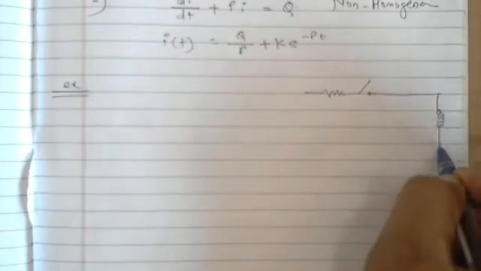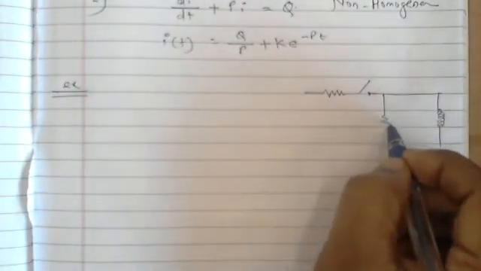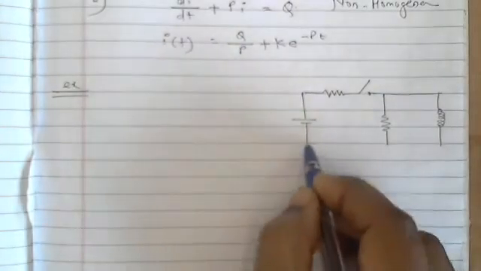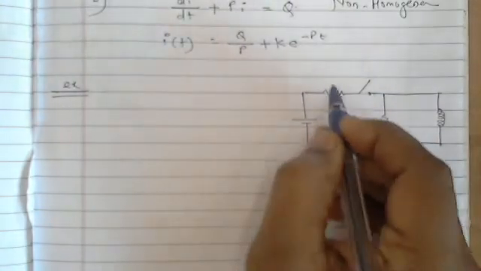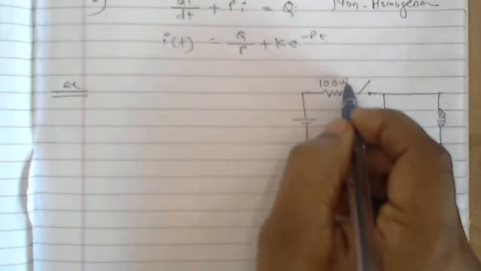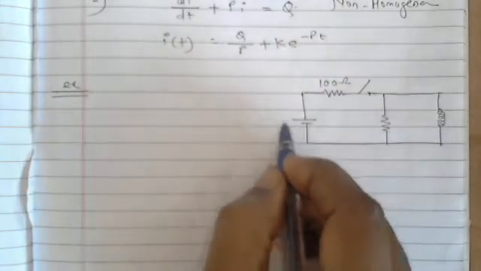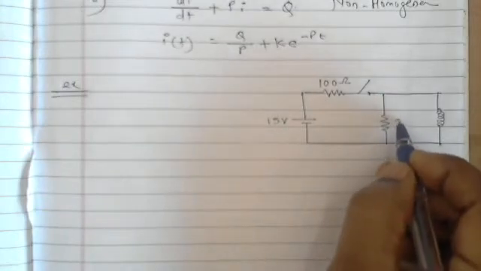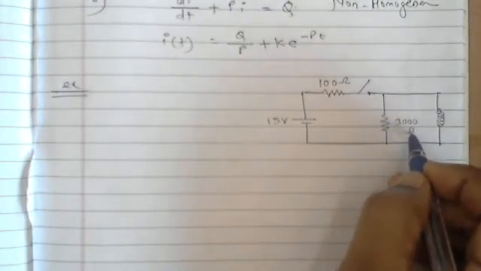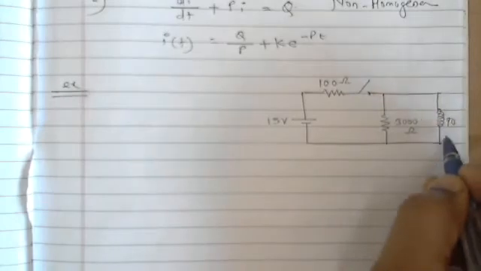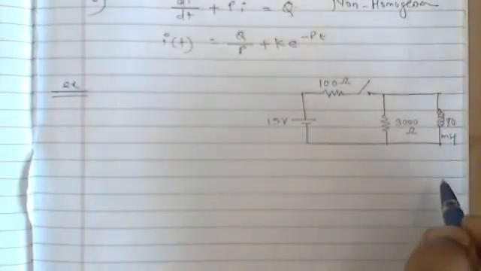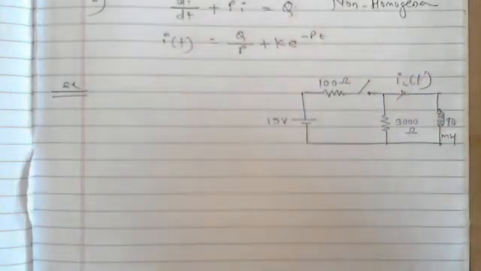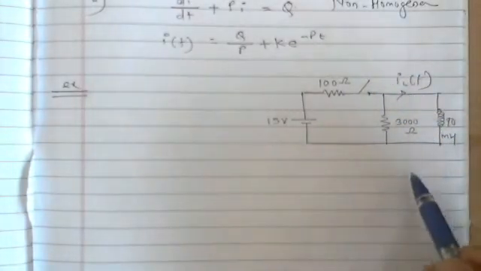This is the circuit given. This is of 100 ohm, this is of 15 volt, this resistance is of 3000 ohm, this inductor is of 90 millihenry. Current here is IL(t), voltage across inductor is VL(t).